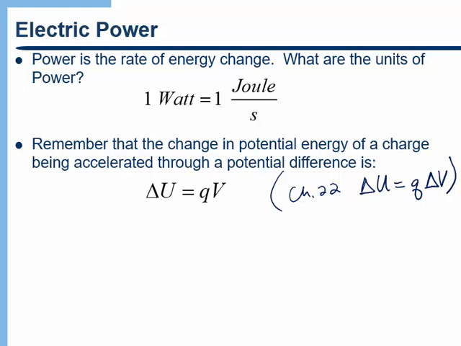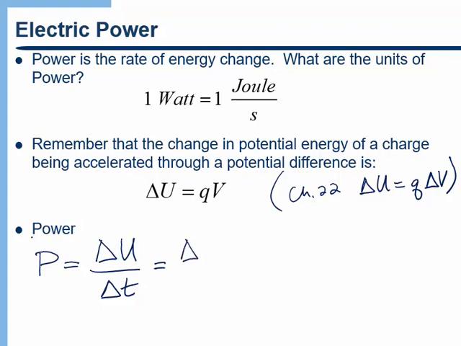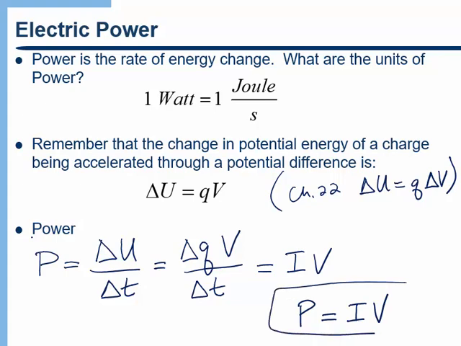So since power is just the rate at which we use energy, I just want to take delta U and divide by delta T. Well, if we're looking at a certain amount of charge going through something like a resistor, that would be an amount of charge delta Q times the electric potential difference it goes through over delta T. But you'll notice that delta Q over delta T, that's current. And so what we get is that in a circuit, the power is simply equal to the current times the voltage.